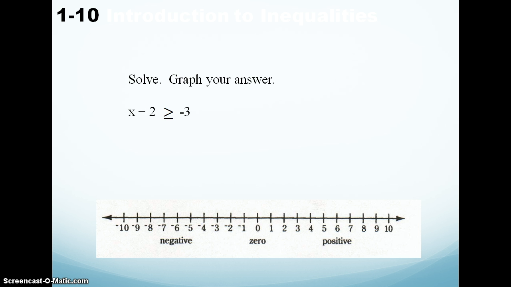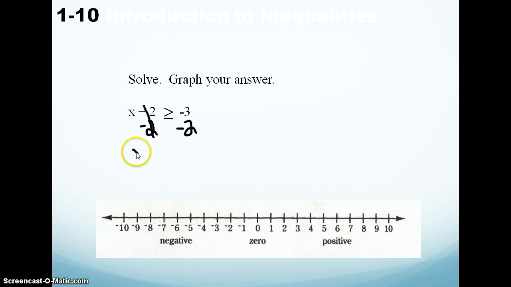Last example that's in your notes. Solve and graph your answer. X plus 2 is greater than or equal to negative 3. So we see the variable is x. On the same side as x, we have plus 2. So our inverse operation is to subtract 2. Whenever I do an operation to an equation or inequality, I do it to both sides. So I would subtract 2 as well on the negative 3 side.